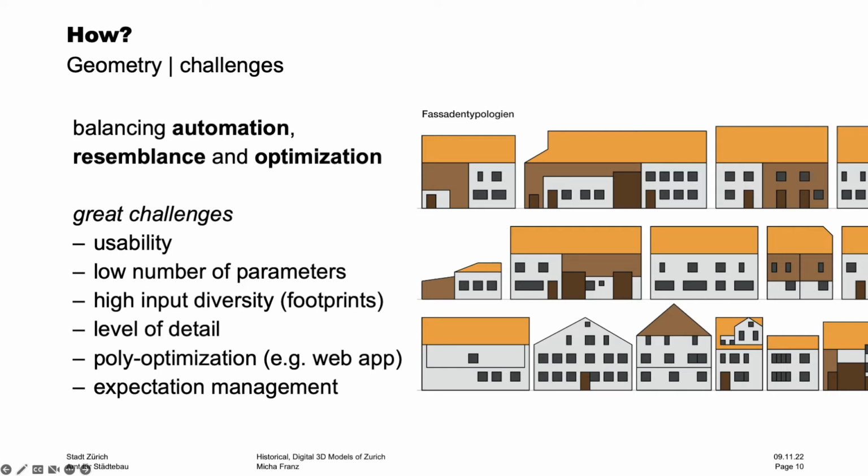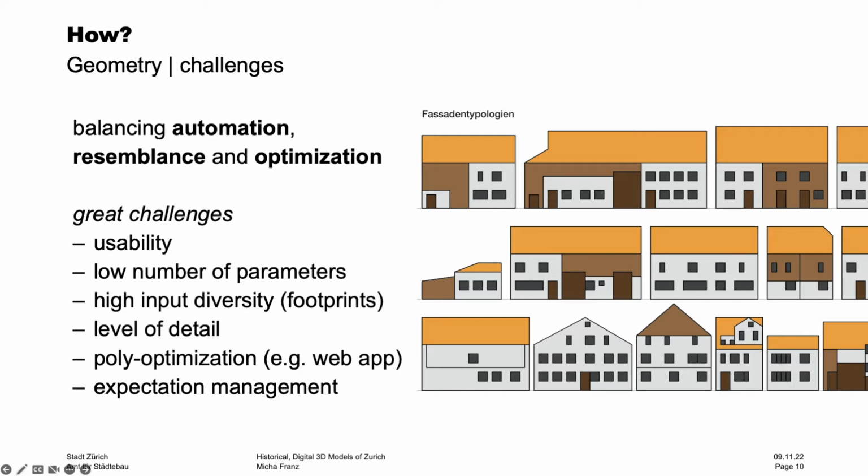The greatest challenges we faced were the usability to enable non-3D users to be able to alter the geometry of the buildings to their likings. And this really involved a lot of testing, discussions on naming conventions, and tricky decisions at the automation versus resemblance front. Because a lower number of parameters will most likely result in something that is easier to work with, at least in the beginning.